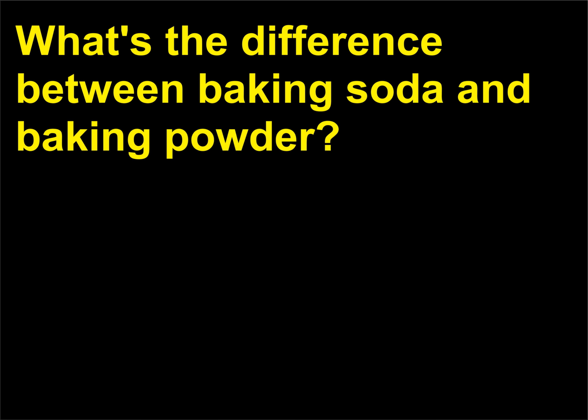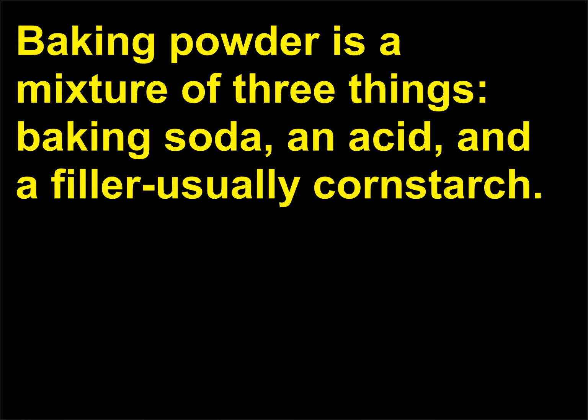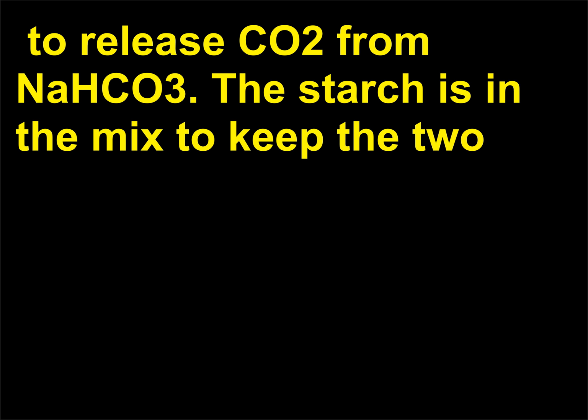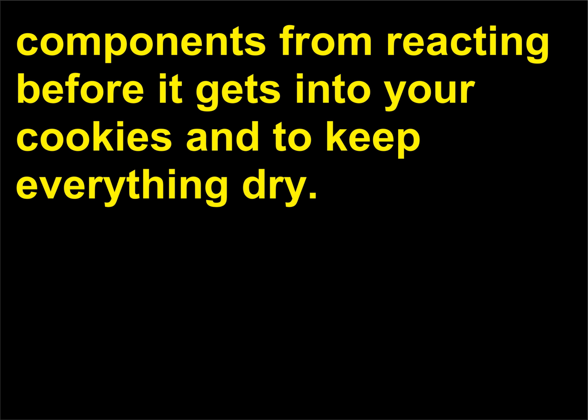What's the difference between baking soda and baking powder? Baking powder is a mixture of three things: baking soda, an acid, and a filler, usually cornstarch. The acid takes the place of the buttermilk or lemon juice in a recipe, see the previous question, to release CO2 from NaHCO3. The starch is in the mix to keep the two components from reacting before it gets into your cookies and to keep everything dry.